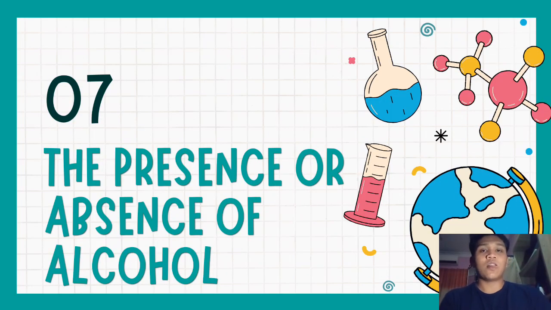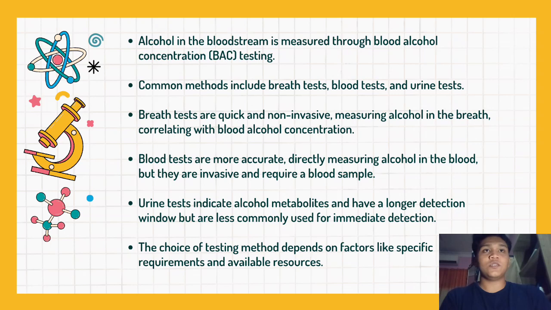Now I want to determine the presence and absence of alcohol. Detecting alcohol in the bloodstream is typically done through blood alcohol concentration, BAC, testing. Common methods include breath test, blood test, and urine test. Breath tests are often used for quick and non-invasive screening. They measure the amount of alcohol in the breath, which correlates with the alcohol concentration in the blood.